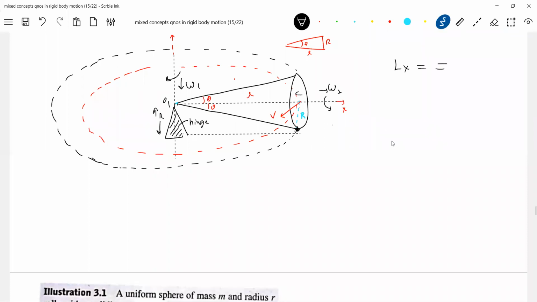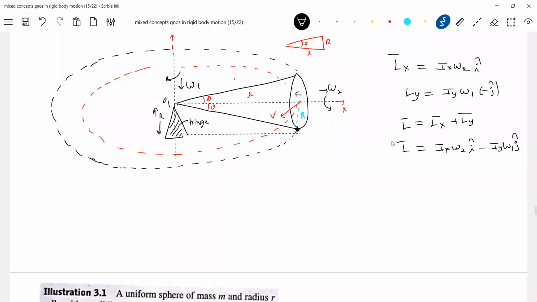How much is it? Ix into omega 2. There's angular momentum along the y-axis. How much is it? Iy into omega 1. What is the total angular momentum? Lx bar plus Ly bar. If you put it in terms of this, it will be Ix omega 2 i cap minus Iy omega 1 j cap.